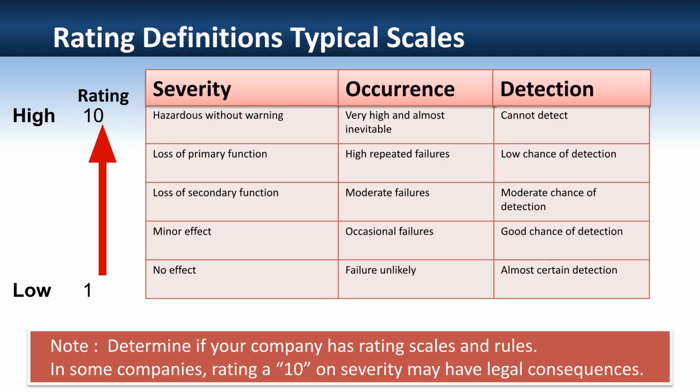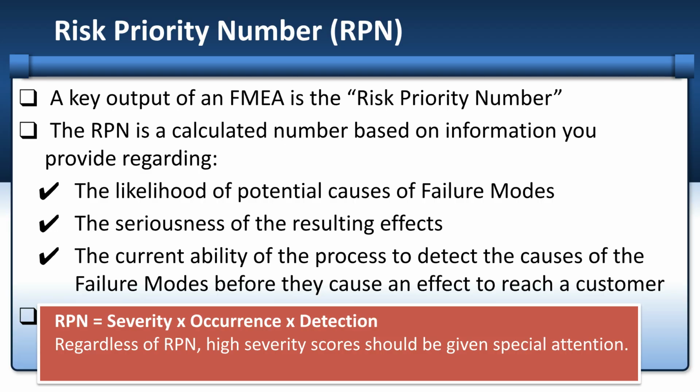FMEA uses typical rating scales for severity, occurrence, and detection, typically ranging from low 1 to high 10. It's important to know if your company has specific rating scales and rules, especially for high severity scores. A key output of an FMEA is the risk priority number, or RPN. The RPN is calculated as severity times occurrence times detection. High severity scores should always be given special attention, regardless of the overall RPN.